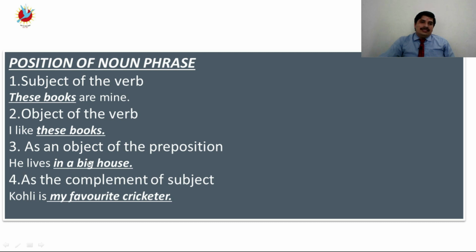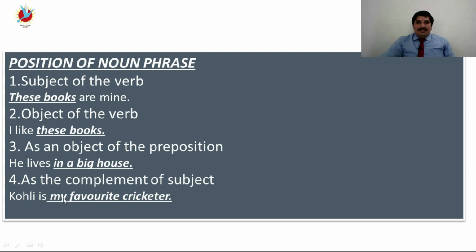He lives in a big house. So he is the subject, lives is the verb, in is the preposition, a big house is the noun phrase, and it is the object of the preposition in. The fourth and last one is as the complement of the subject. Kohli is my favorite cricketer, right? So my favorite cricketer is the complement of the subject Kohli.